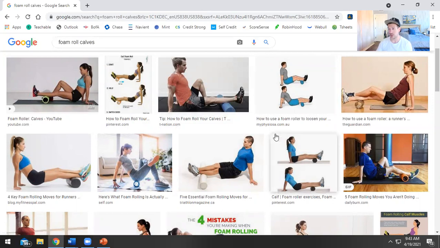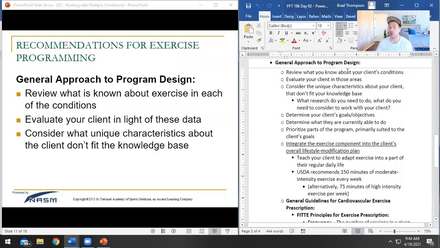And that means that your client, so we've got to be cautious there, right? We always review what you know about your client's condition and how that relates to specific exercises. So you can eliminate anything that you need to eliminate right away. And then consider those things first. Don't just eliminate them out of nowhere. Then you can evaluate your client.